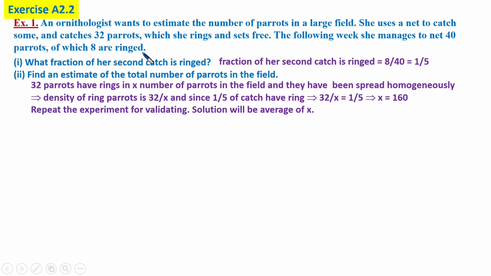So these numbers will change. Depending on this, you get several X values and take the average of it. So you will know the number of parrots in the field.